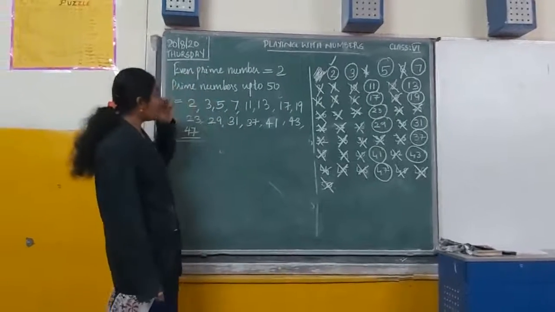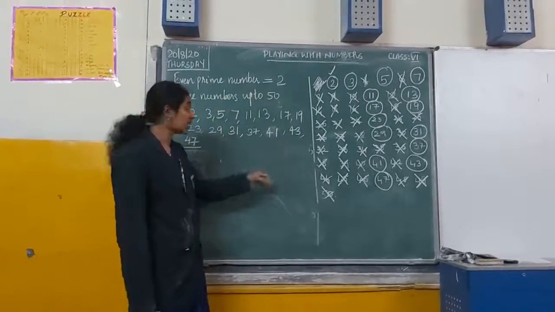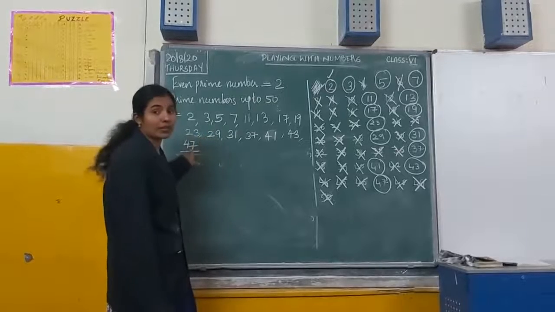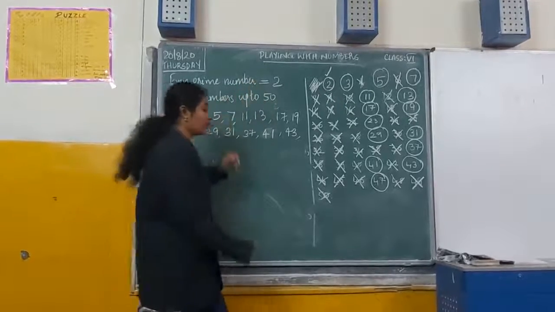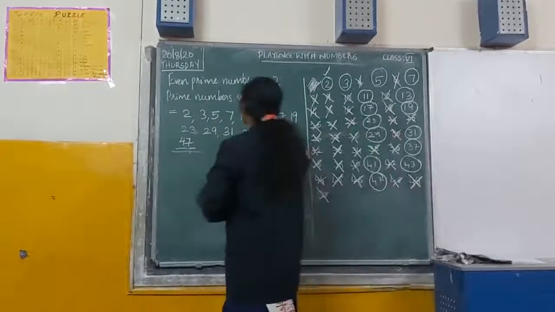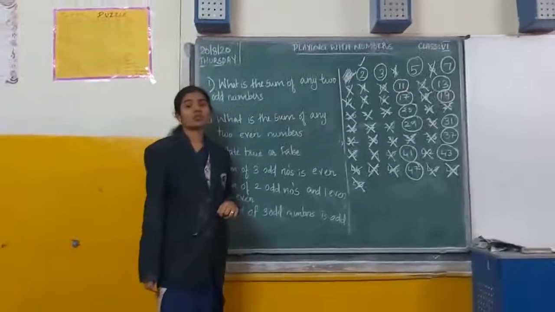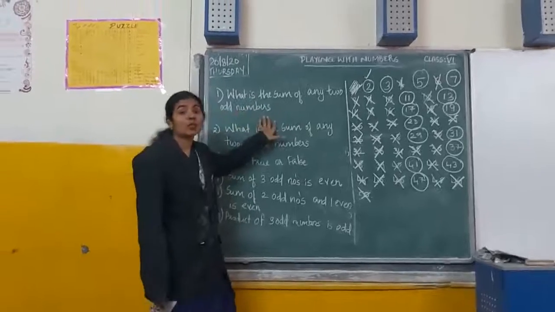All the prime numbers up to 50 you can write like this. So 2, 3 up to 47 you will write. Then the even prime number, that is 2. Now we can do the sums from your textbook.